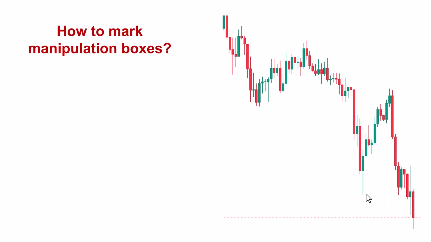So how to mark manipulation boxes? After a spike with 2 or 3 imbalance candles, you should look for the first candle opposite of the spike and the second candle opposite of the current movement. This current movement should be choppy and not have an imbalance.